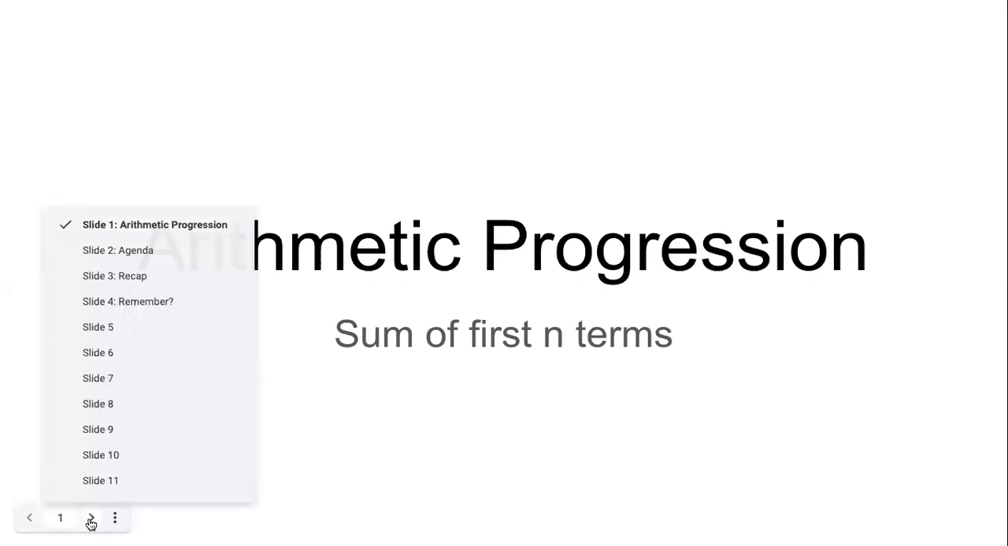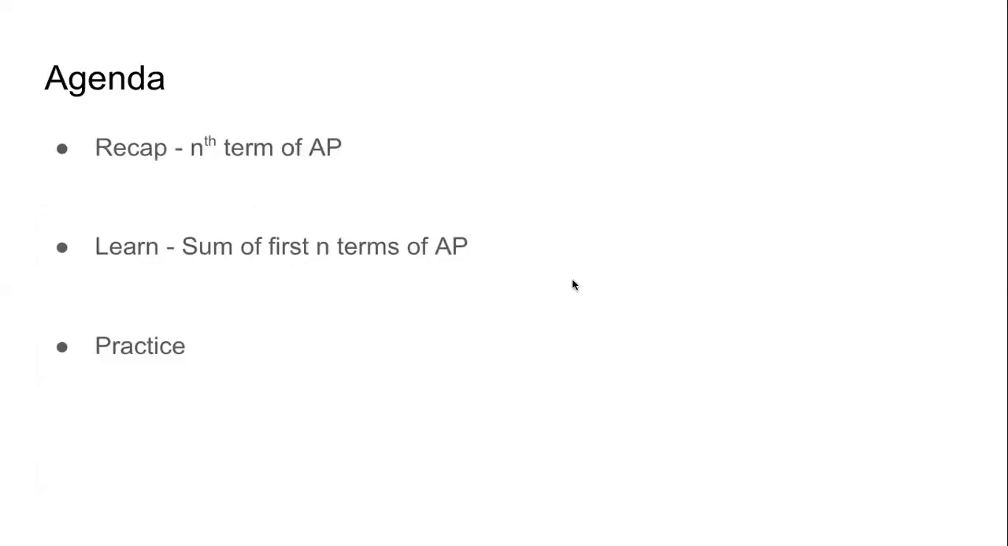How will our session look? Our session will have 3 parts. First, it will be a recap. Recap is revision, relook. The recap will be about the nth term of AP, which we studied in the last to last class, and we practiced it more and more in the last class, right? Then we will learn about the sum of first n terms of AP. And finally, we will practice the sum of first n terms of AP.